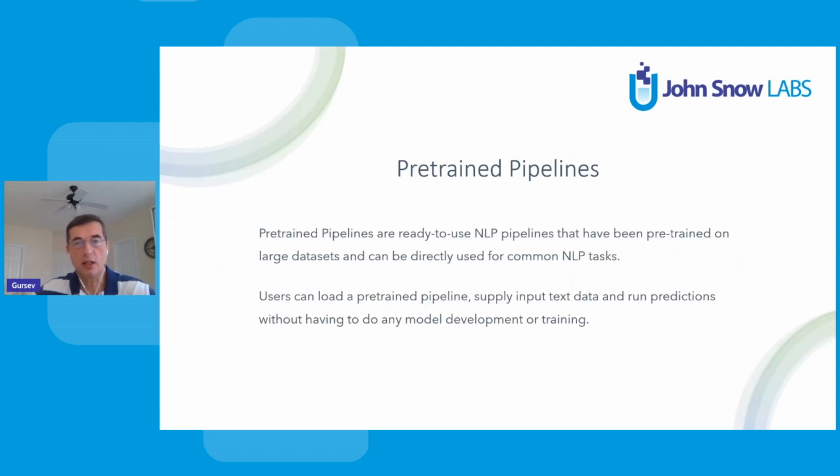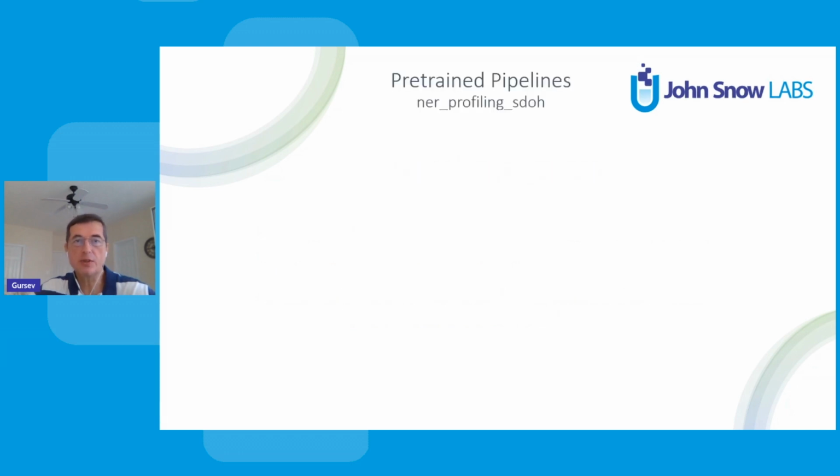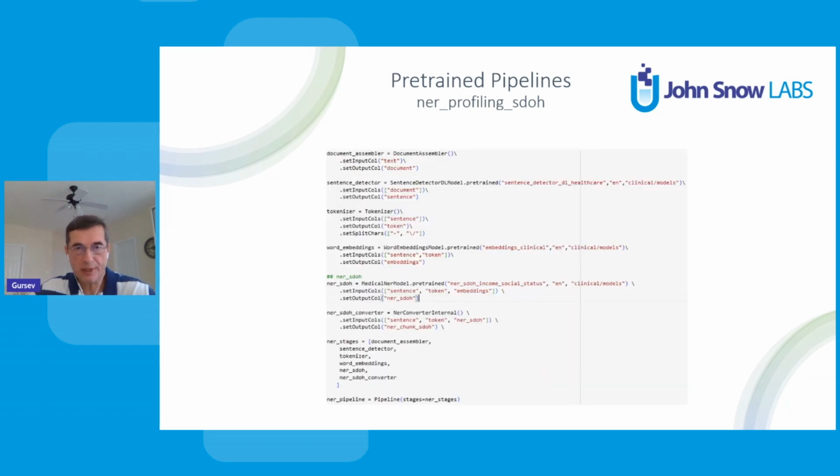So the final models are pre-trained pipelines. Let's say you just don't want to play too much with the model. You want a plug and play solution. You will use these pre-trained pipelines and then get the results. So we have this pre-trained pipeline named NER Profiling SDOH. Normally, what you see on the screen is the NER model. So we use the medical NER model annotator here.